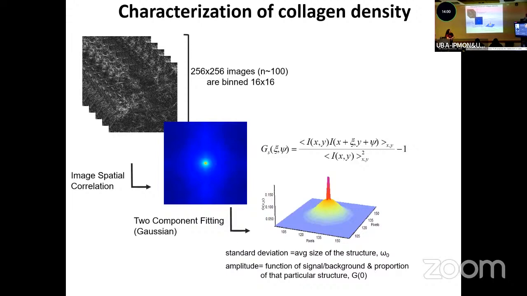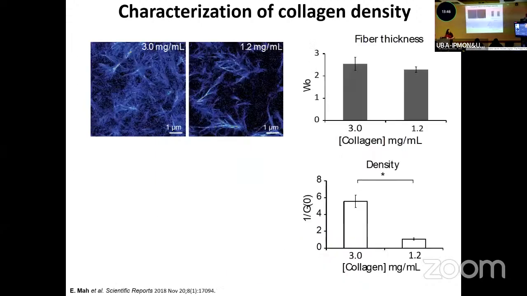And the amplitude of this function is the signal to background, as well as the proportion of the particular structure. So using this calculation, we're able to see how big those fibers are. So here are the results. We took collagen and polymerized it at 2 different concentrations. The first concentration was very thick, 3 milligrams per milliliter. And the other concentration was less thick, so more soft, 1.2 milligrams per milliliter.